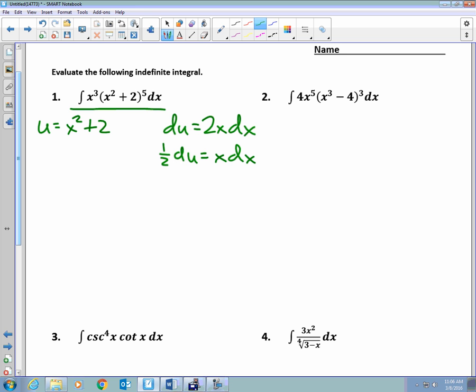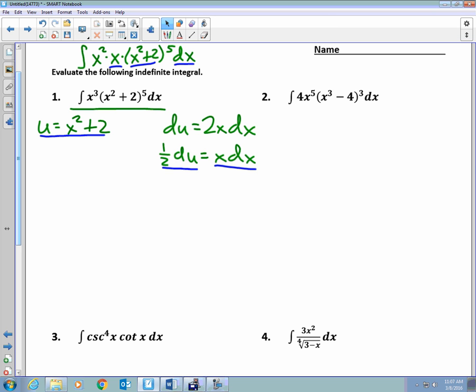So what I'm going to do is I'm going to rewrite this, and then we're going to see if you can see the aha moment. I'm going to write it as x squared times x times x squared plus 2 to the 5th dx. Can you see that those two expressions are in fact the same? So what I did is I just pulled the x cubed apart to be an x squared and an x. You can see that x dx is taken up by 1 half du, isn't it? Furthermore, the x squared plus 2 is taken up by u. So I have all the pieces accounted for. I don't need to worry about the 5th power. That will be used in my antiderivative. What I do have to worry about is the leftover x squared.